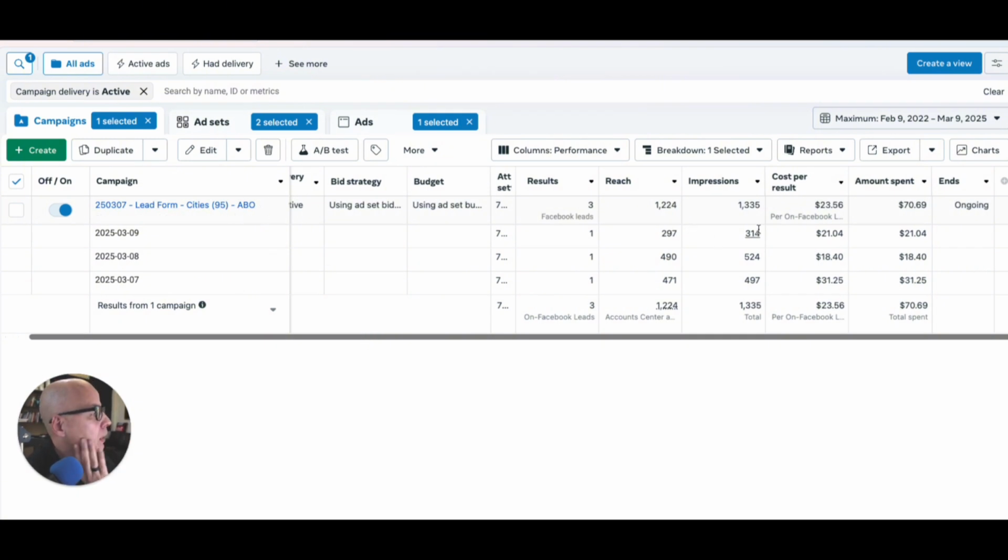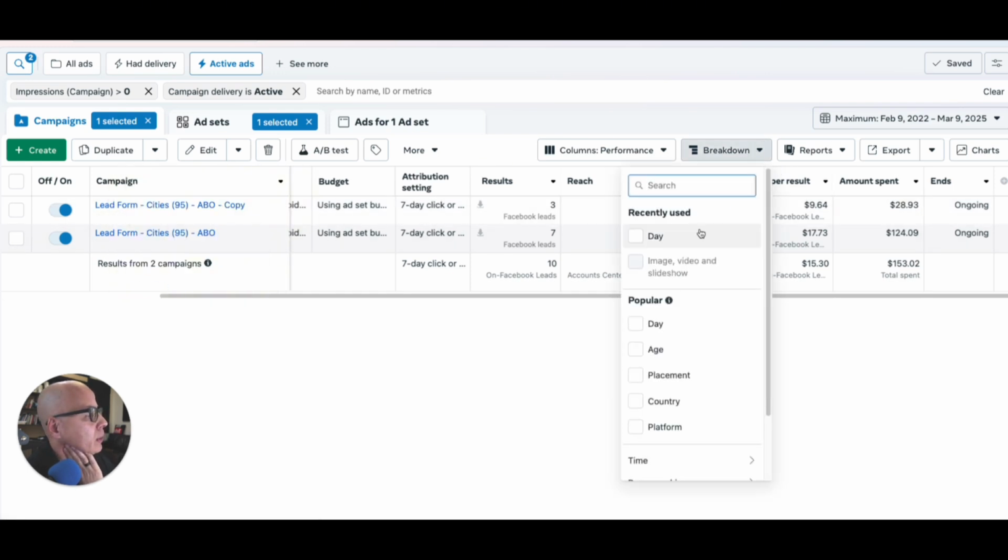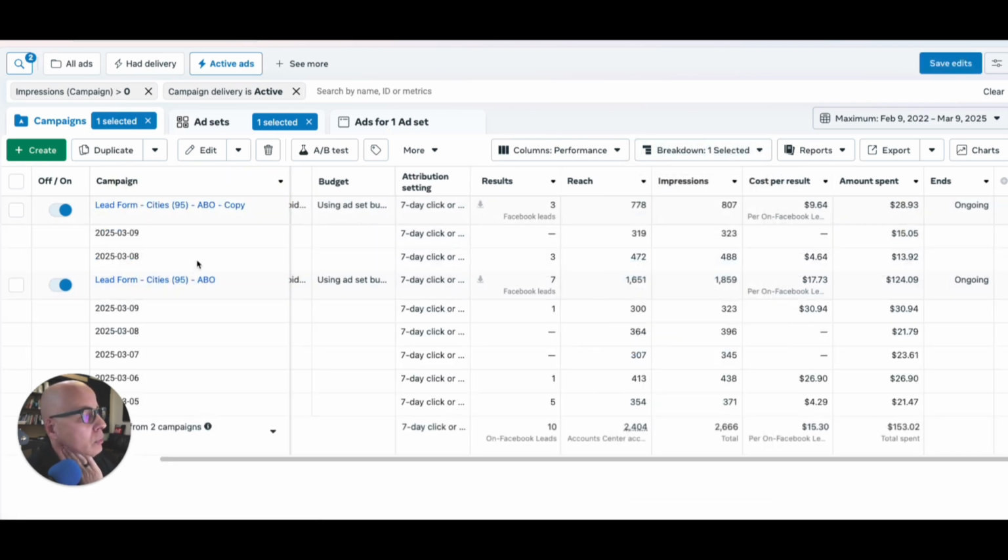So this one here is $23 a lead. It has been producing a lead a day. So right now, I'm going to go ahead and continue to let that go. This one here has been producing quite well. Right now, I can do a breakdown by day just to see individually what the days have been. So this one I just started yesterday. Yesterday got 3 leads at $4.64. Today, no lead, $15, no leads.